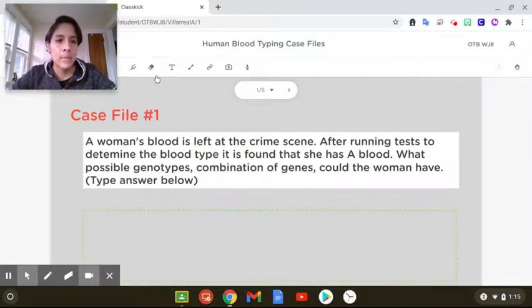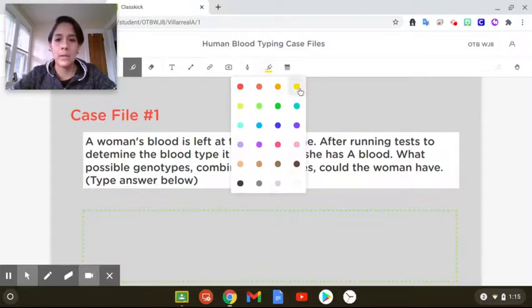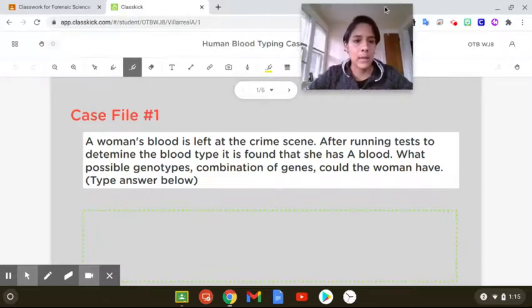Case file 1. I'm going to highlight and annotate, which I recommend doing, but you don't have to do it. But remember, your highlighting tool is right here, the pen tool is here, and then the select mode to write in the text box, your answer is going to be right here. So let me go ahead and start off by highlighting some of the key information. A woman's blood is left at the crime scene. After running tests to determine the blood type, it is found that she has A blood. What 2 possible genotypes or combinations of genes could the woman have?